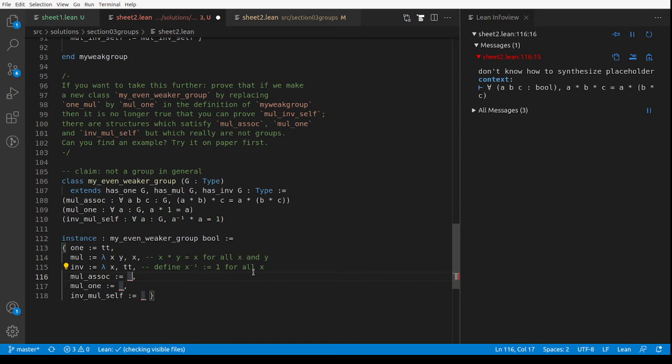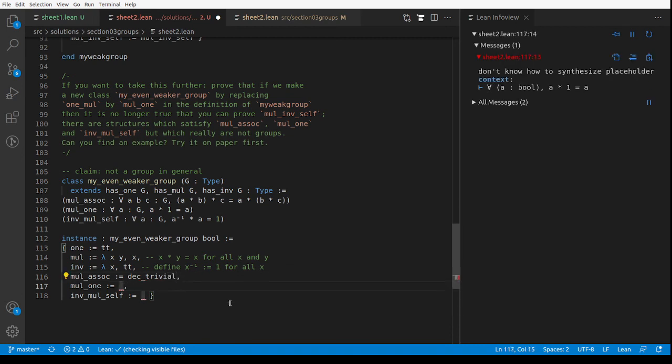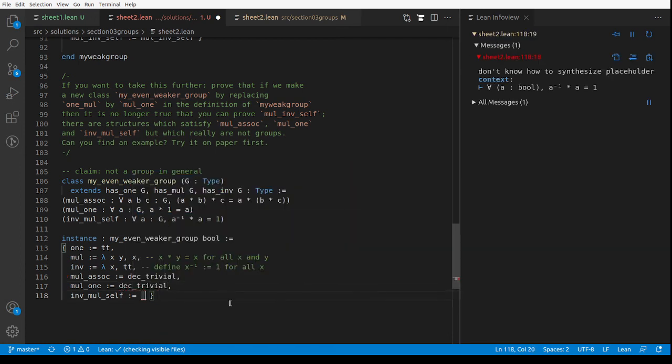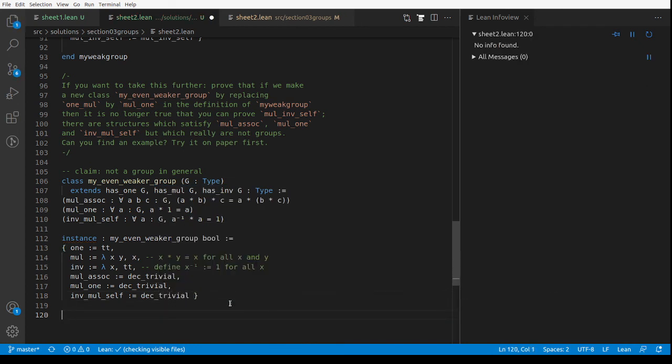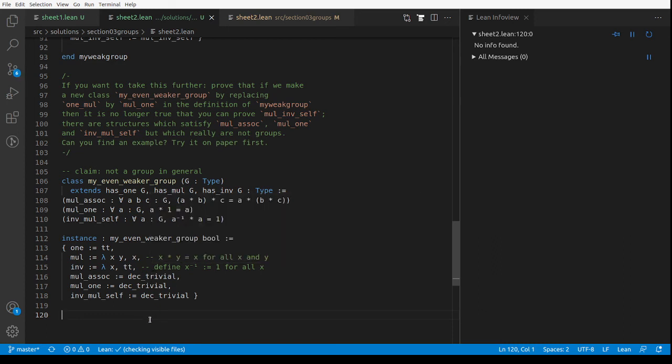I could carefully try and prove them, but because bool only has two elements, I can just say check everything: decide, or trivial. These assertions are decidable because an algorithm for deciding them is just to check all the possibilities. So decide trivial should, if I've got it right, solve all of these. There we go. I guess it's not even a tactic there. I'm using it anyway. This is just a trick to say check all the cases.